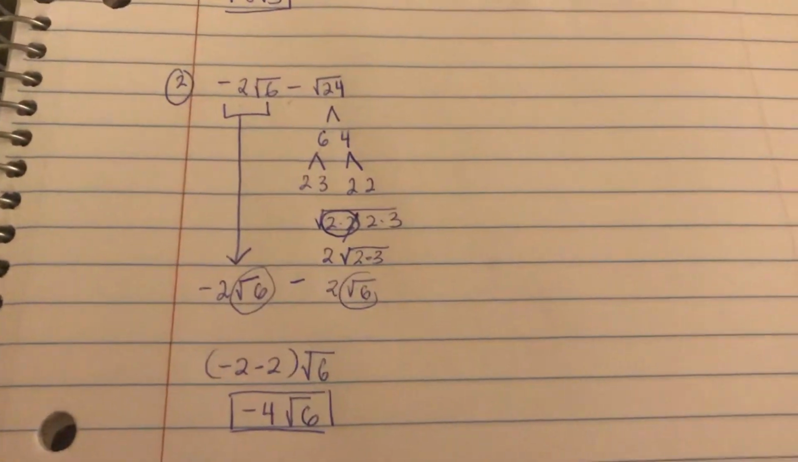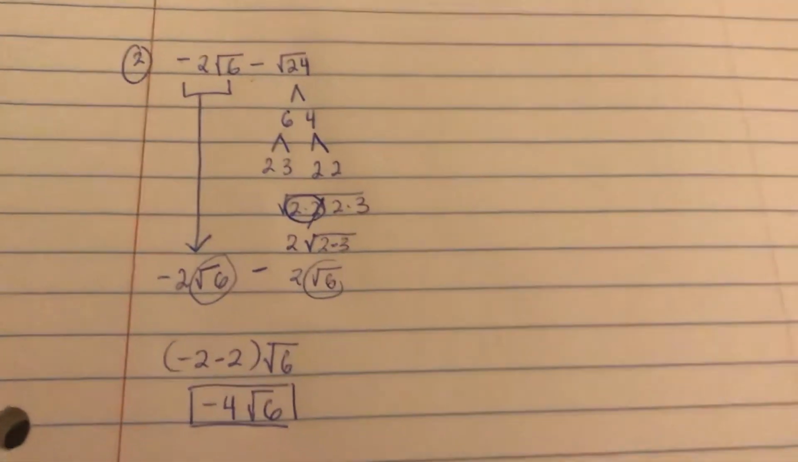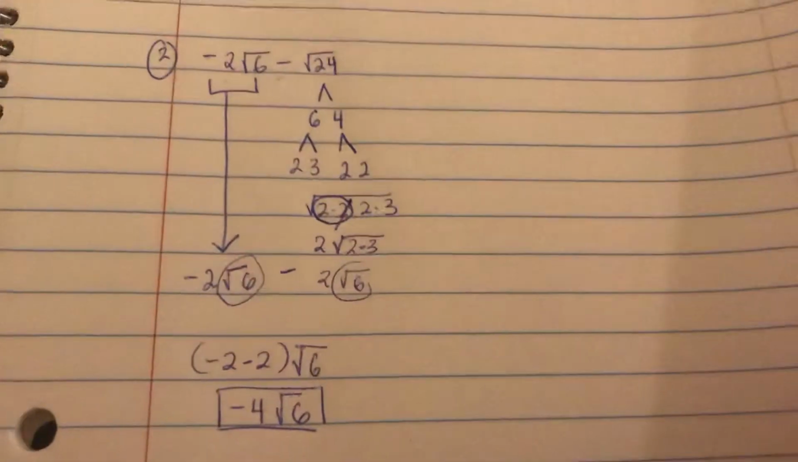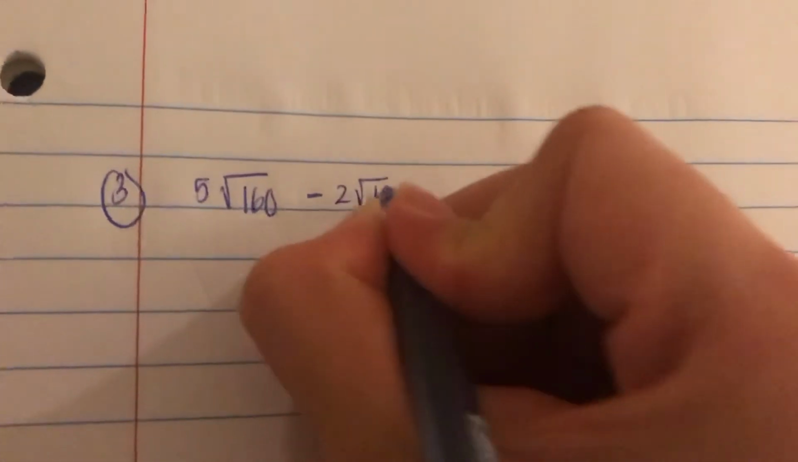And now we're going to do one more example, okay? In this example, you are going to see a bigger number. So now, new sheet of paper. Okay. We're going to call this example 3. I have 5 square root of 160 minus 2 square root of 10, okay?